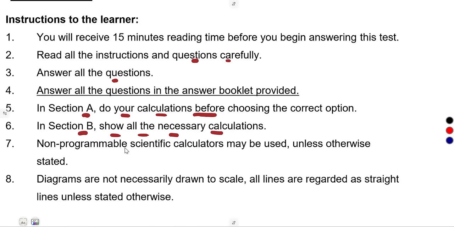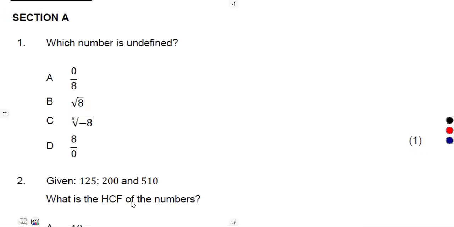All right, then we are given that non-programmable scientific calculators may be used unless stated otherwise. Diagrams are not necessarily drawn to scale. All lines are regarded as straight lines unless stated otherwise. So once you see a line, it is regarded as a straight line, unless it is something else.